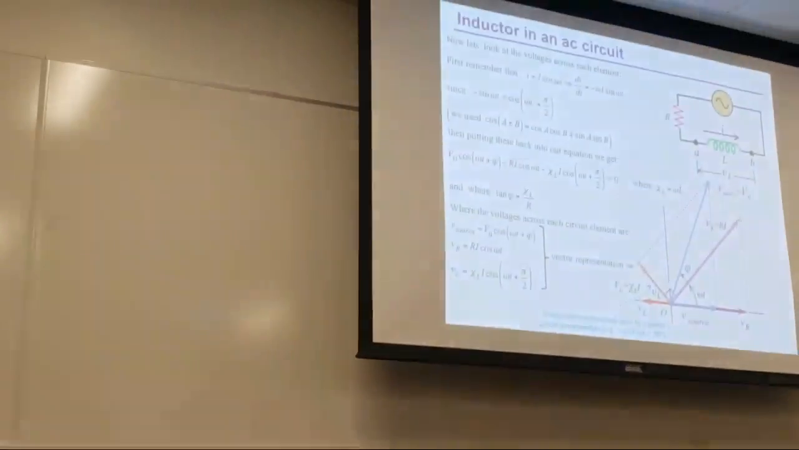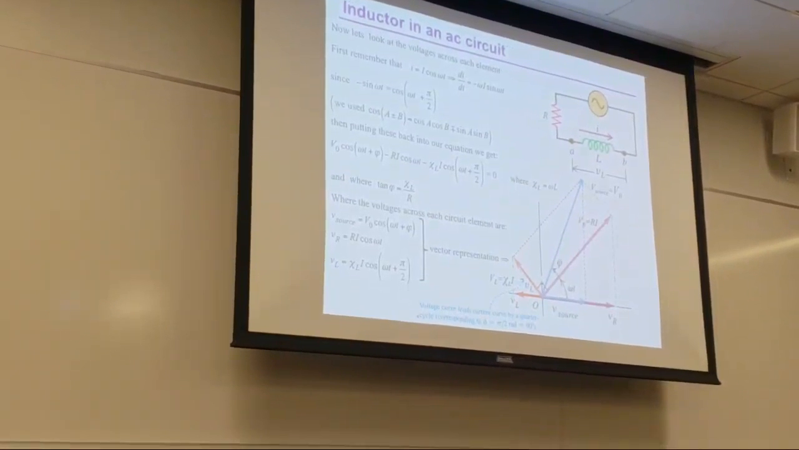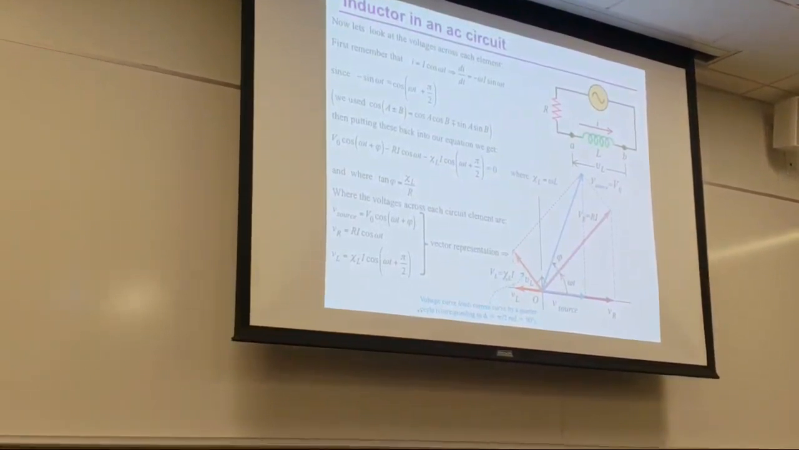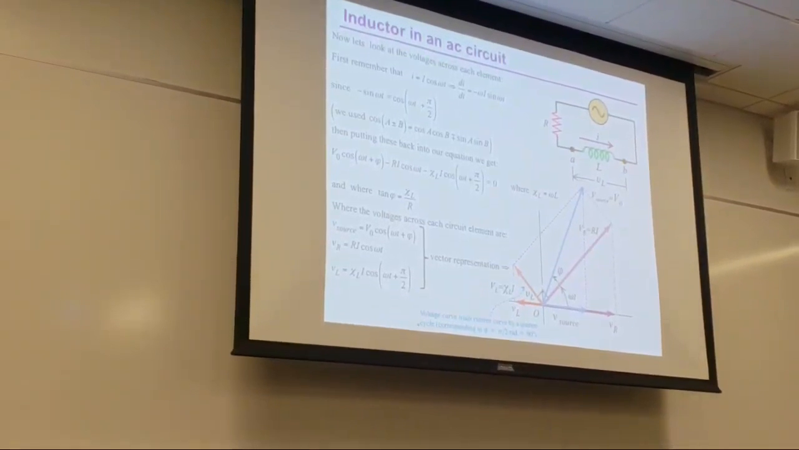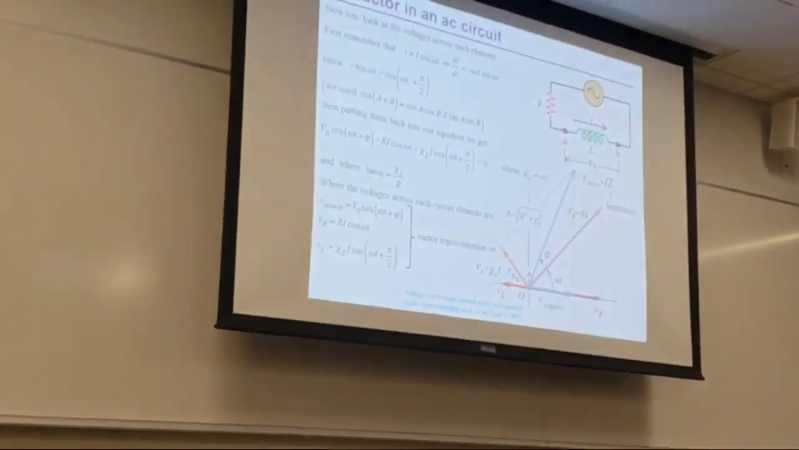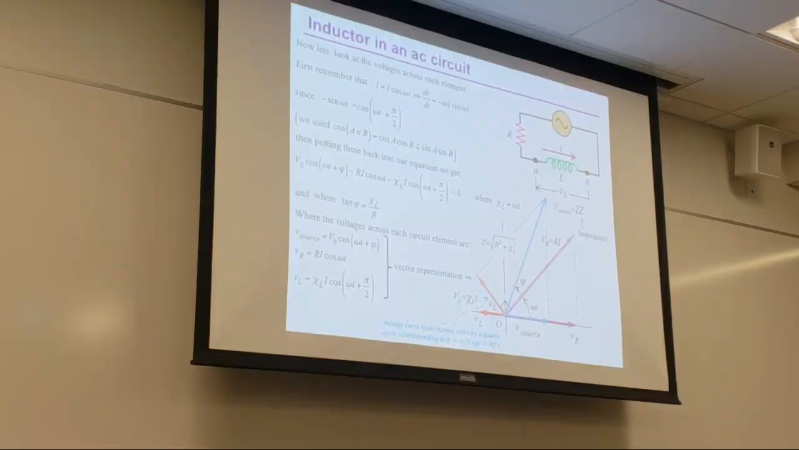The voltage across the resistor, since it's only proportional to the current, is always proportional to the current. So they're always in phase. But the voltage across the inductor is 90 degrees out of phase from the voltage across the resistor, right, from our equation. This voltage across the inductor.